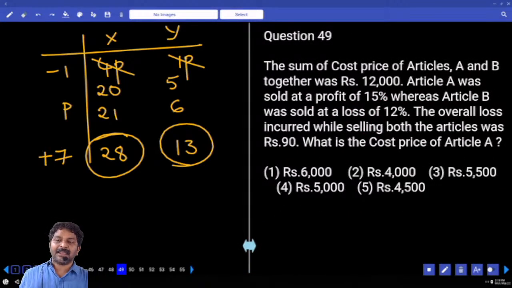The sum of cost price of article A and B together was 12,000. Article A was sold at a profit of 15%, whereas B sold at a loss of 12%. The overall loss incurred while selling both the articles was 90. What is the cost price of article A?